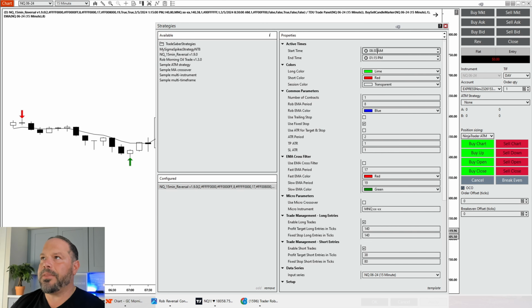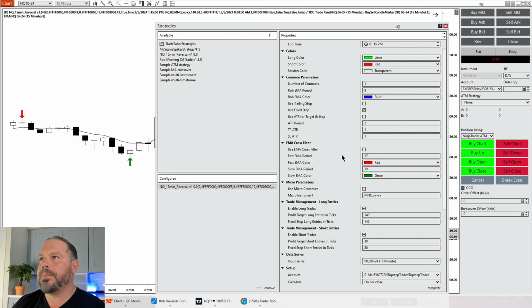Again, I traded from 8:30 in the morning to 1:15 p.m. I am on the 8 EMA. So that's all. These are my settings exactly as I trade them. Now you can do the trailing stop that we just talked about. It's a good option. The way I trade it is a fixed stop right there. So that one is checked on.